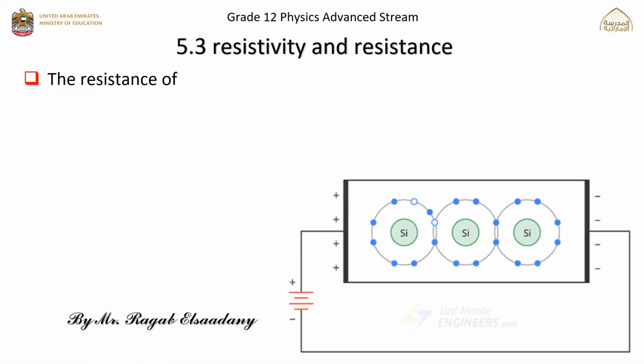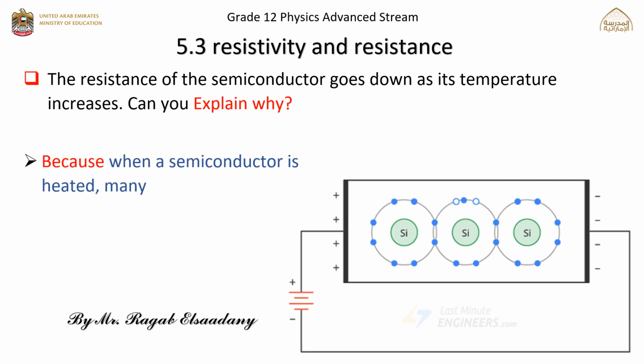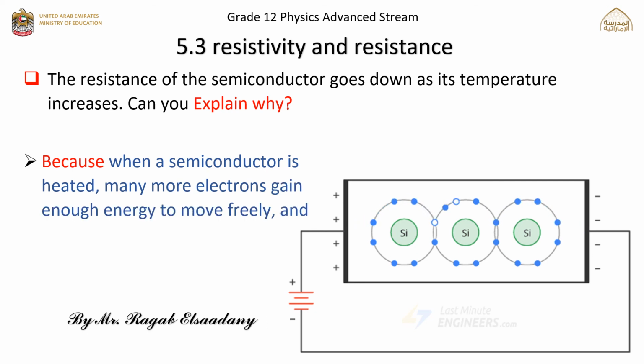The resistance of a semiconductor goes down as its temperature increases. Can you explain why? Because when a semiconductor is heated, many more electrons gain enough energy to move freely, and then the resistance goes down.